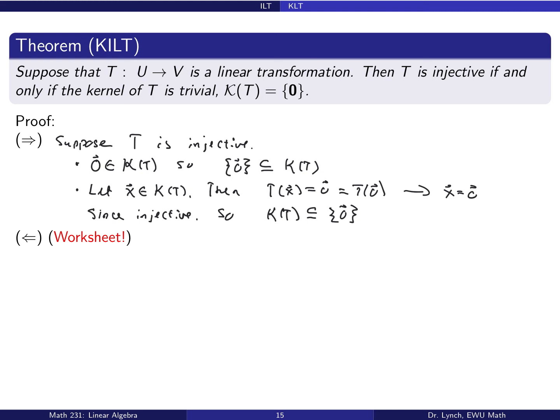Okay, this shows us that the kernel of T is a subset of {0}, therefore the kernel of T is equal to {0}, again, set equality. Okay, so I'll let you show the other way, that whenever the kernel is equal to {0}, then T is injective. Okay, so the take-home message here is that trivial kernel if and only if injective.